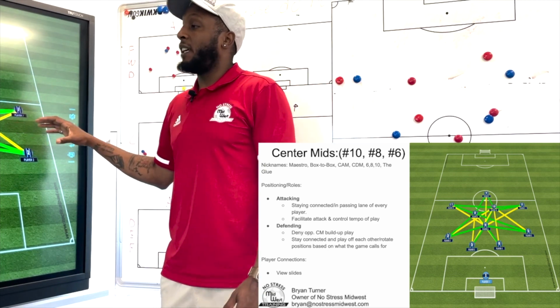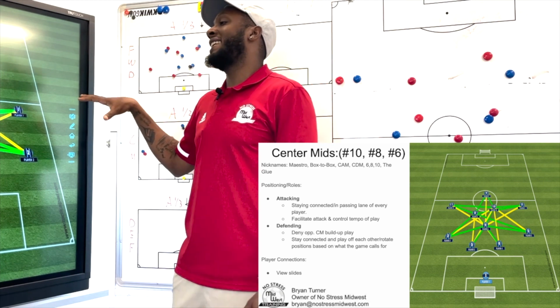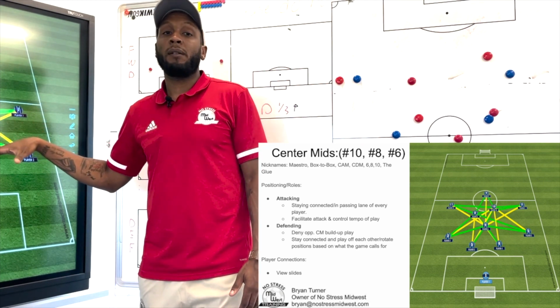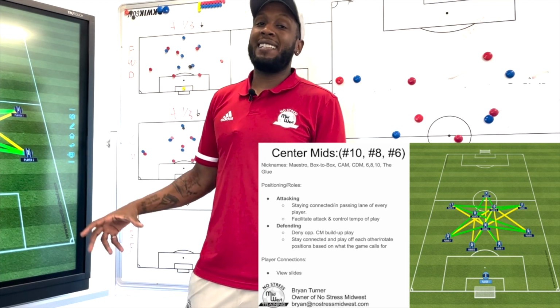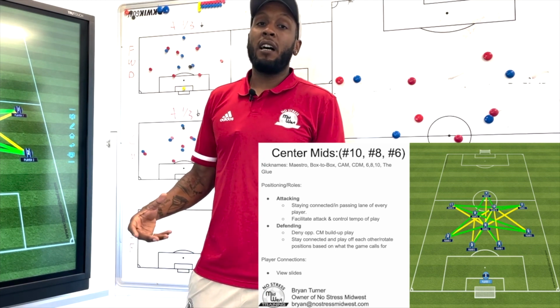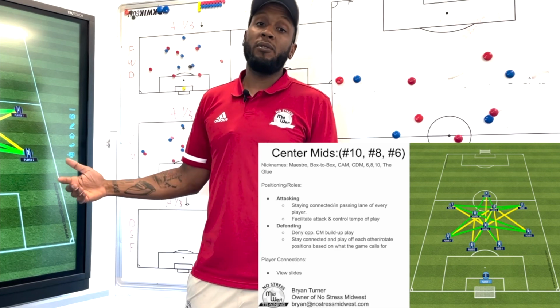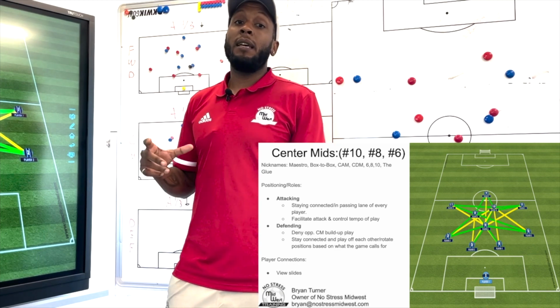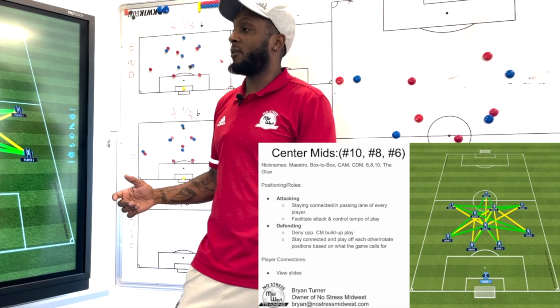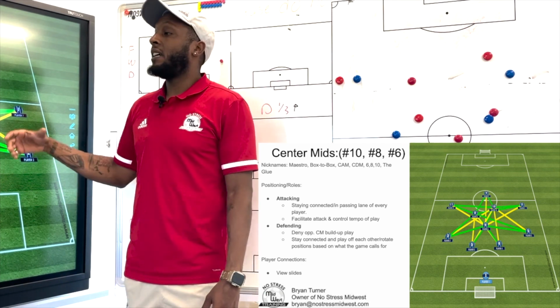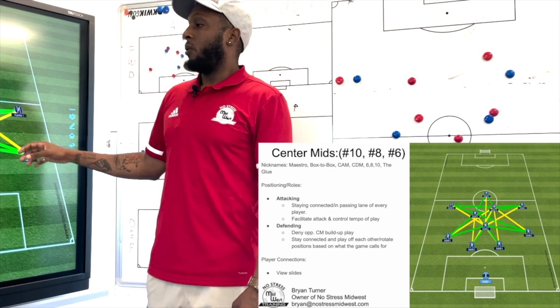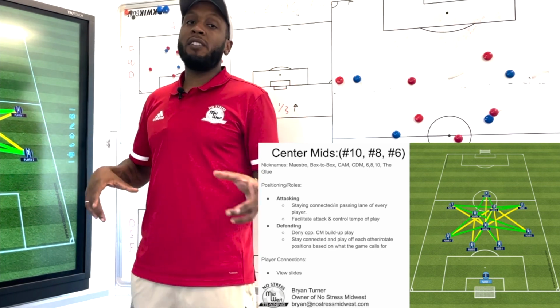In the defending phase, we just want to focus on denying the opposition center mid build-up play. Whether that's denying the ball into them, denying that pass, denying the 2v1 opportunities or 1v1 opportunities, mismatches that they try to create. Just want to do our part to deny their build-up play. We also just want to stay connected and play off each other.